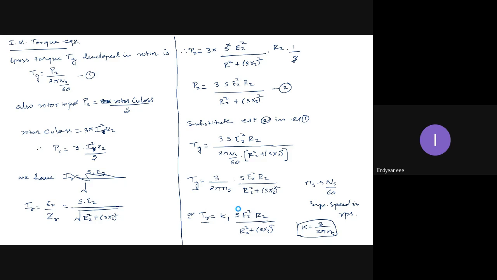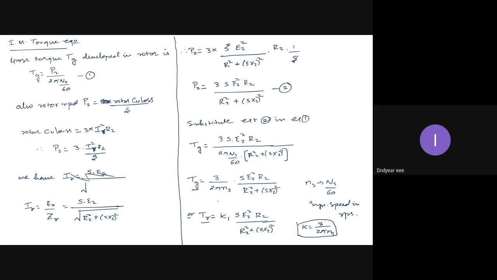So we'll solve some example. Is it clear, this part? This derivation is only to show from where this K has come or K1 has come. Okay. Next, we will solve one or two examples here.